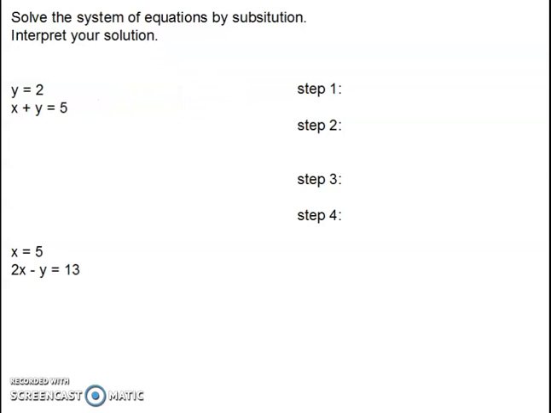We could, of course, graph, but to make sure that our solution is precise, I'm going to solve by another method, in this case substitution. So step 1, isolate one of the variables. This word isolate means to get alone. So get one of the variables alone. In this case, I have an x and a y, and I want one of those variables alone. Well, if I look in the first equation, y is alone.